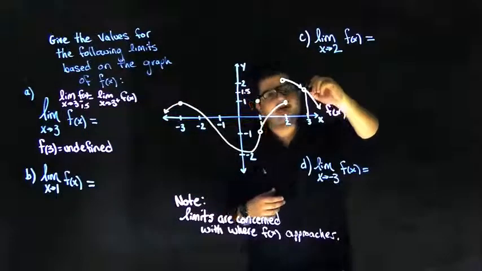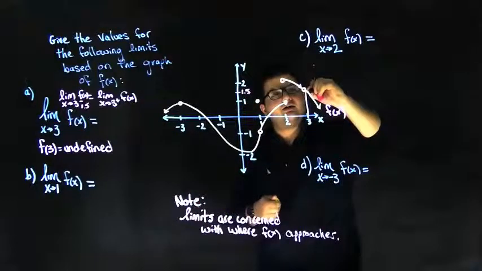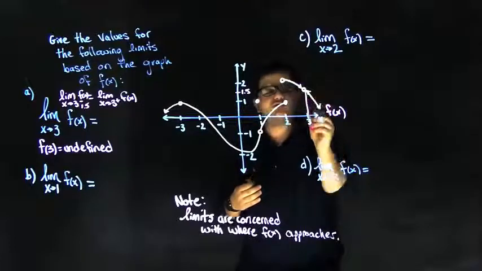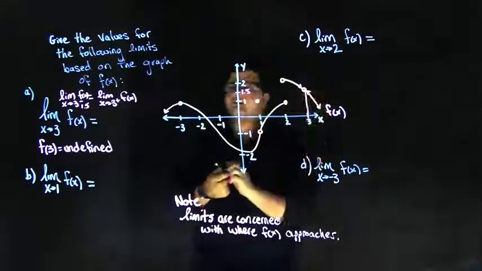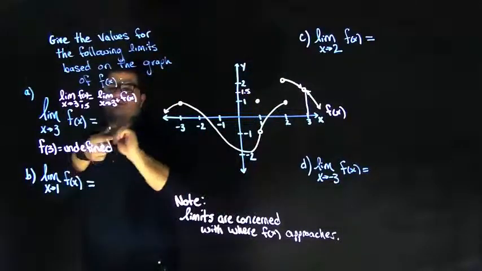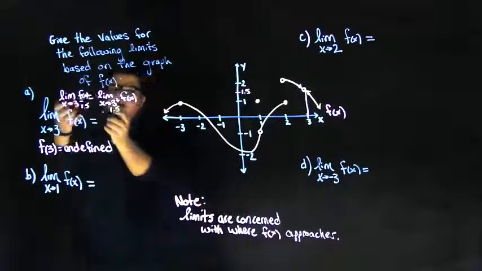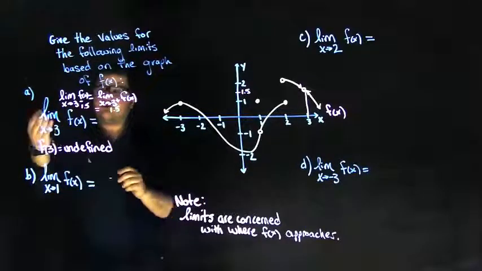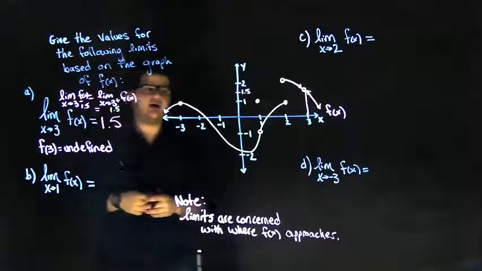Now we go on the other side. On the right side of 3, as I'm going closer and closer to 3 from the right-handed side, I'm getting also very, very close to 1.5. So the limit on my left side and the limit on my right side are equal. Therefore, the overall limit as x approaches 3 is also about 1.5.